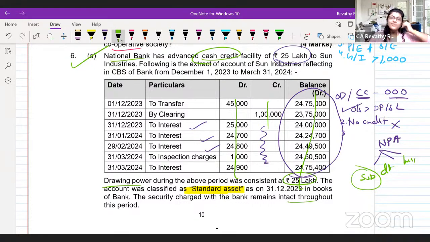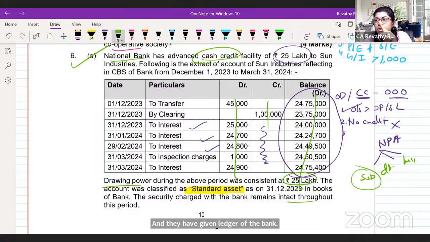They have given ledger of the bank. If you remember in class, I drew a ledger when I was explaining reversal of income. Do you remember?